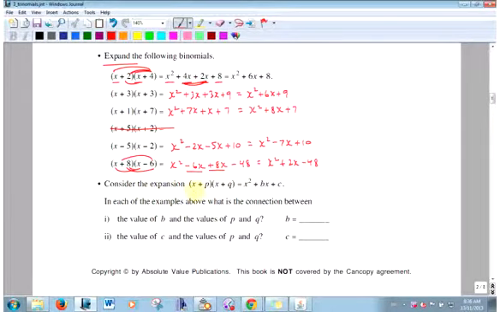Consider this expansion. Now I don't have numbers, nothing but letters. Okay? X times x is x squared. Outside, I got x times q. Inside is p times x. And last is p times q. It's the same thing, it's just not numbers. All you do is FOIL it. What's the connection between p and q and b? What are they talking about?